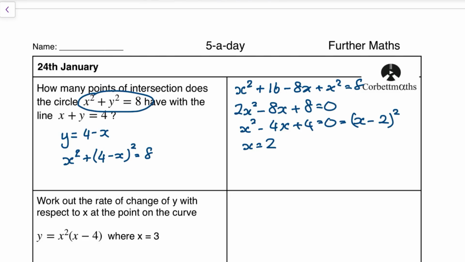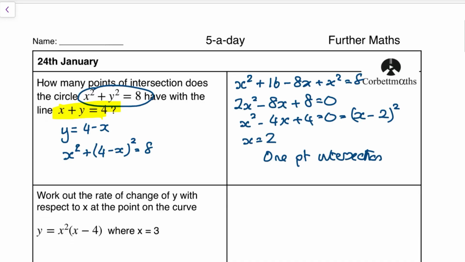However, we need to be careful. Just because x only has one value doesn't mean that y can't have multiple values. But because this is a linear equation here, for each value of x, there is only one value of y. So therefore, it's the case that x equals 2 leads to only one solution. So the answer to the question is there is one point of intersection.